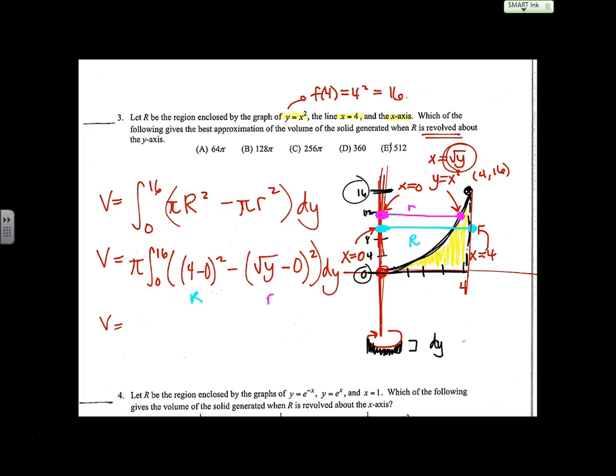So we end up with V is equal to pi times the integral from 0 to 16 of 4 squared is 16 minus root y squared is y. Well, that's not too bad. No wonder it's by hand. You got a little pi, don't leave him out. Times 16y minus 1/2 y squared. Evaluating on the interval 0 to 16. That's kind of gross. But maybe some of you know 16 times 16. What's 16 times 16? 256. So we have pi times 256.